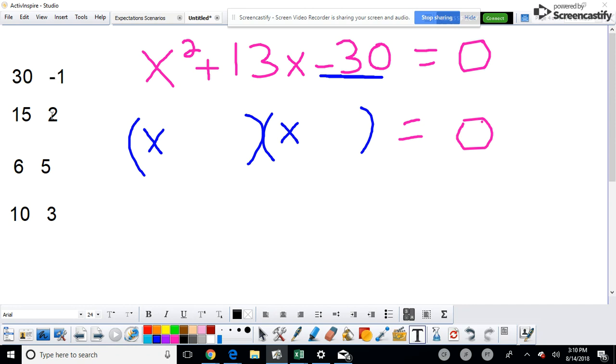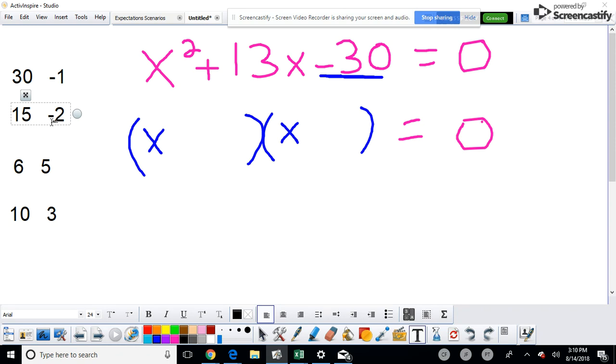15 and 2, I might can get 13 if I subtract it. So maybe if I make this 2 negative, I think I can get 13. So there we go, and then 6 and 5, that's going to give me 11, or if I subtract it, it'll give me 1. If I get this, this will give me 13 and 30. So I can either use 15 and negative 2 or 10 and 3. So let's see which one is going to work.